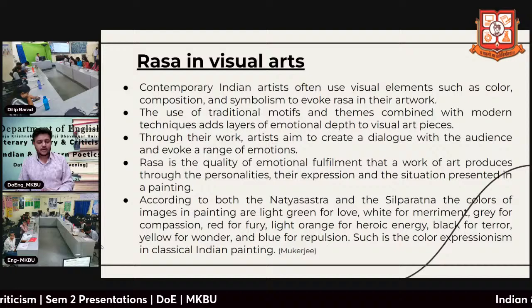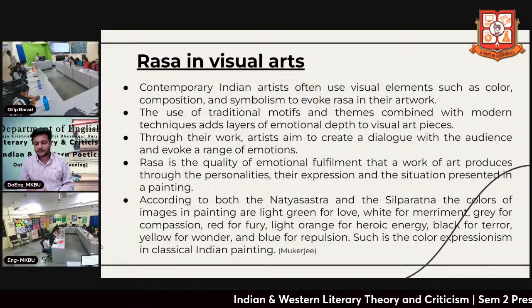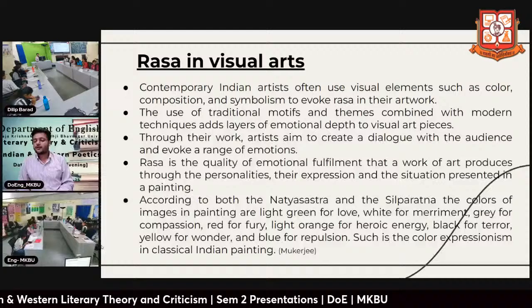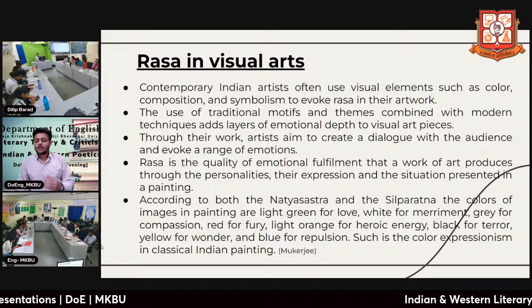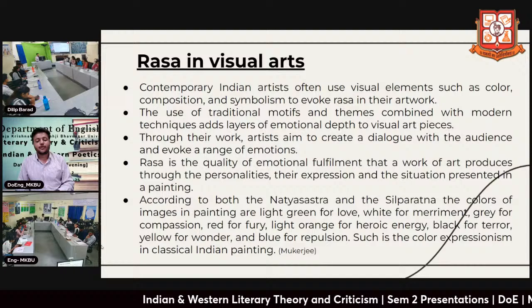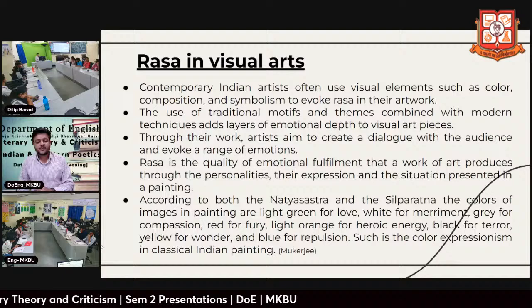According to both the Natyashastra and the Paratna, the colors of images in paintings are light green for love, white for merriment, gray for compassion, red for fury, light orange for heroic energy, black for terror, yellow for wonder, and blue for repulsion. Such is the color expressionism in classical Indian paintings.